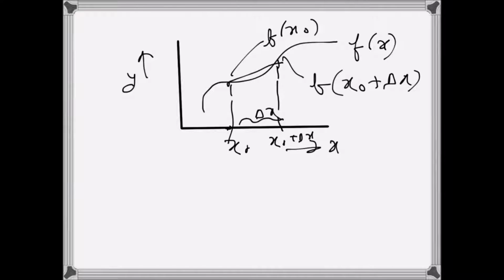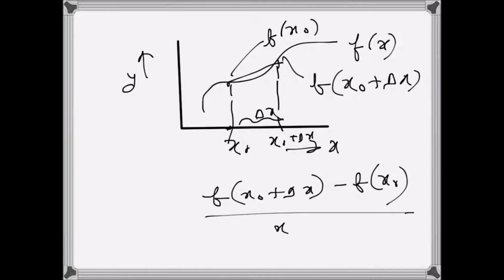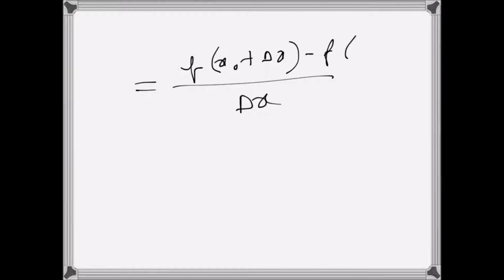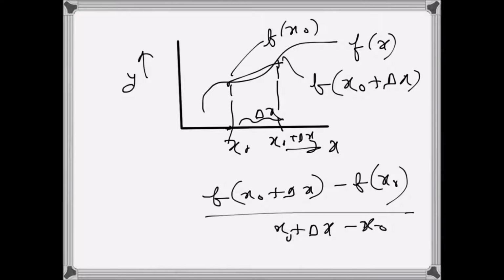Now if we take this straight line, the gradient is f(x0 plus del x) minus f(x0), divided by x0 plus del x minus x0. So that becomes del x, and f(x0 plus del x) minus f(x0). Now this gradient doesn't represent anything significant, this straight line.